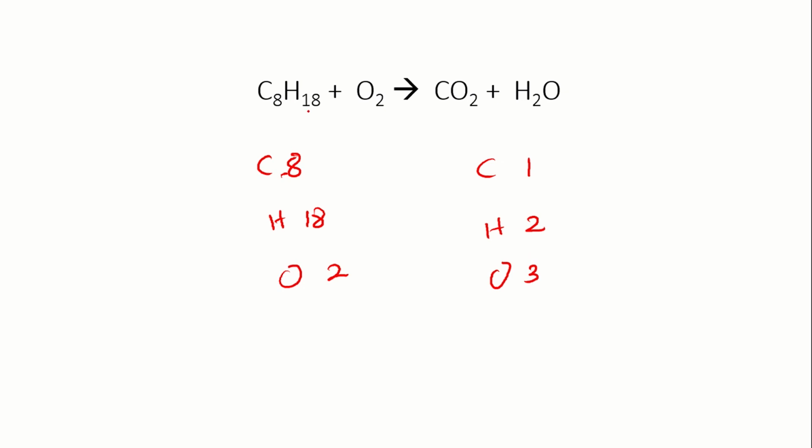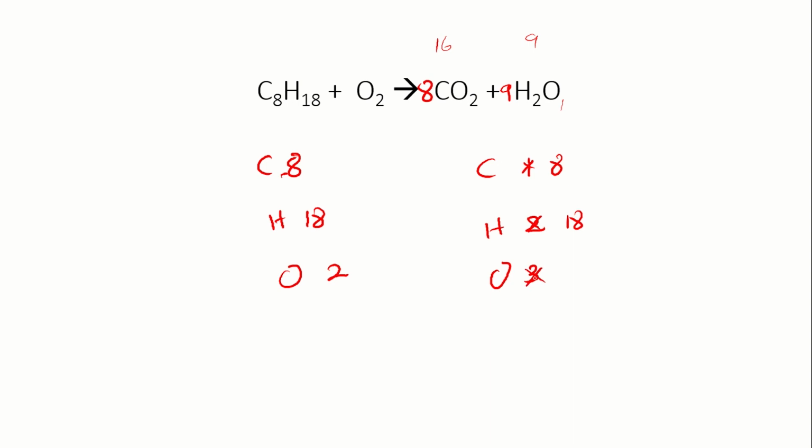So I'm starting with the most complex one. I have 8 carbons, so I'm going to add the coefficient 8. And then I have 18 hydrogens. So if I add the coefficient 9, 9 into 2, that is going to change the number of hydrogen atoms into 18. Now I'm going to look into how many oxygen atoms I'm going to end up with. 8 into 2, that is 16 oxygen atoms from carbon dioxide, plus 9 into 1, that is 9 oxygen atoms from water.